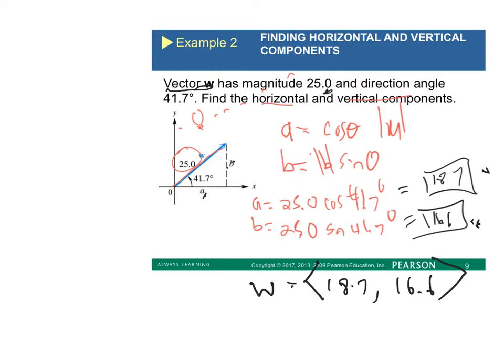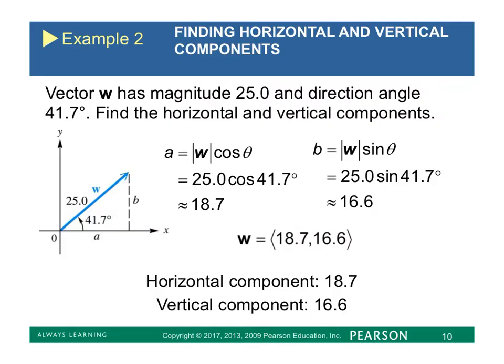Well, I think that's exactly what happened. That would be the ordered pair you're at: 18.7, 16.6. So that's vector W. Okay. A, B, plug it in, did the work, there it is. And so I already told you they were horizontal, and horizontal is always and vertical is always.